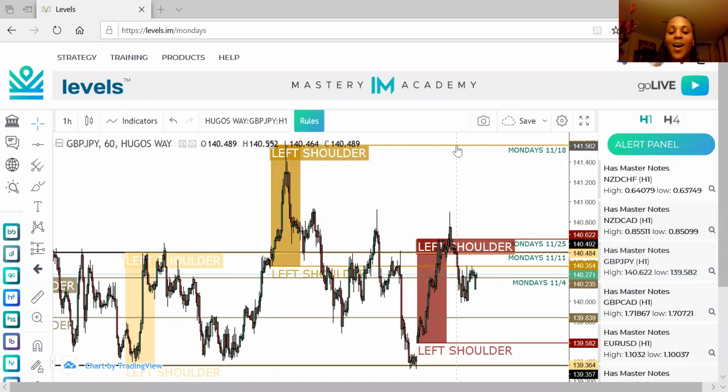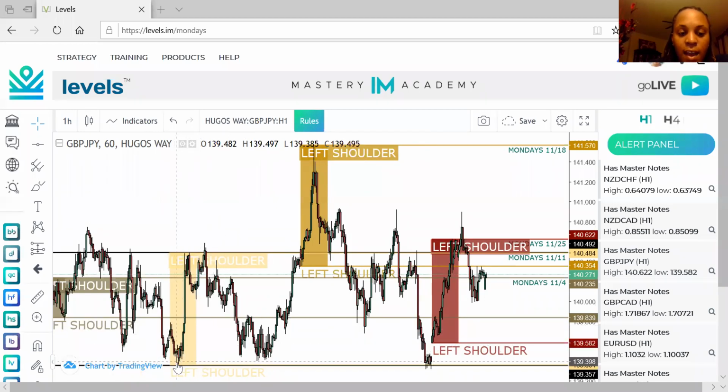Sorry about that. So strategy number 2 is when you need the head to come back 100%. So by that, what do I mean? You see that the left shoulder would have started here, right? It came up to here. So we have a Monday low and we have a Monday high, right? Now, in order for this to be deemed as a true head, it needs to come back and retrace 100% back to Monday low, right?